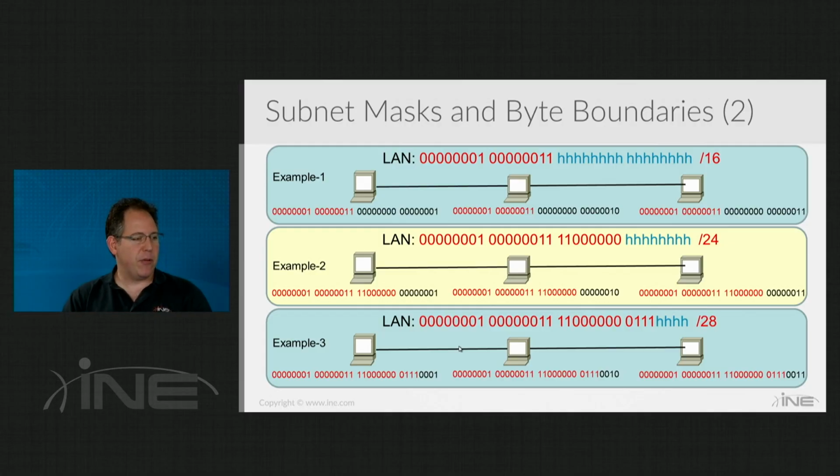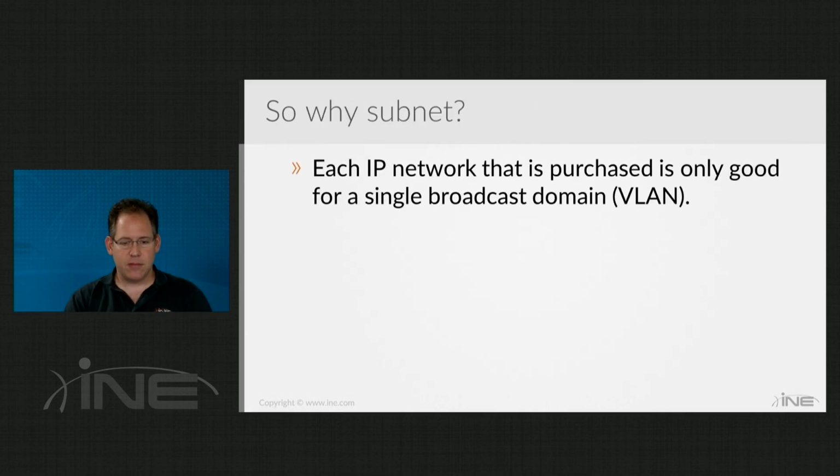With example number 3, I can't touch my original network of 1, but with a /28, that means I've got 8, 16, 20 bits of subnetting. That gives me 2 to the power of 20 combinations I can come up with. Tens of thousands of, hundreds of thousands of networks I can come up with. So why do we subnet?